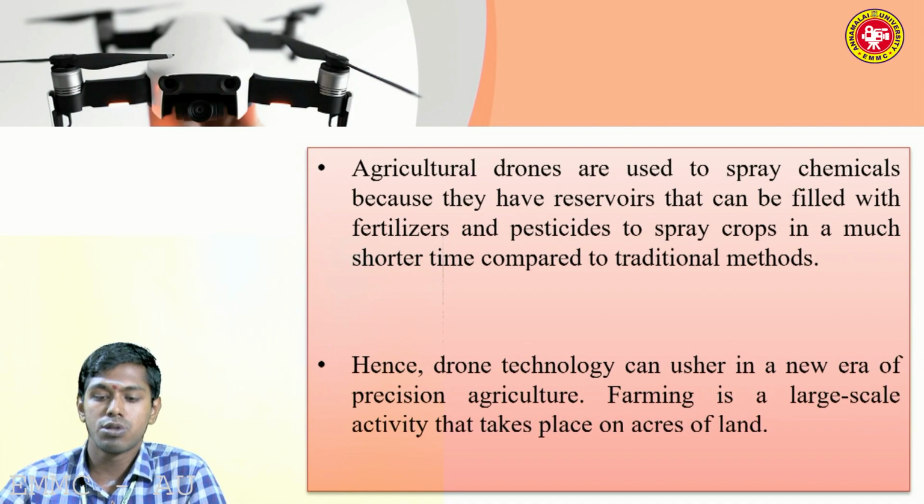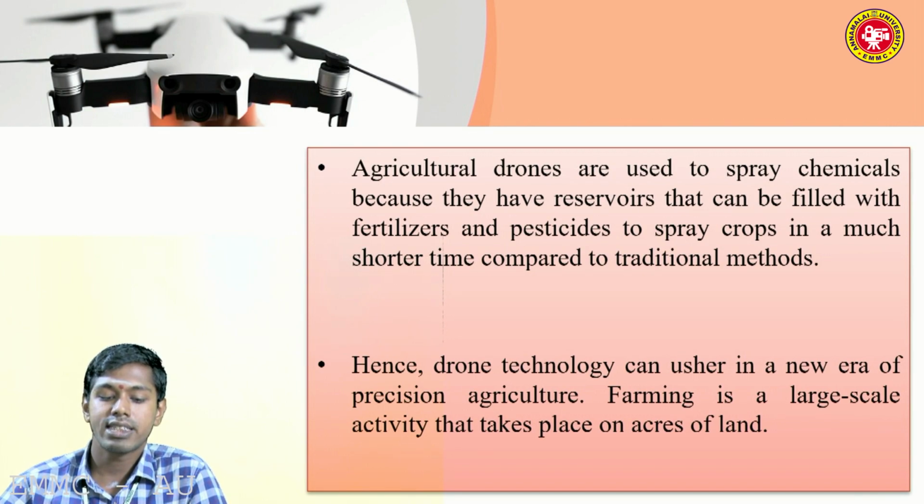Agriculture drones are used to spray chemicals because they have reservoirs. They can be filled with fertilizers and pesticides to spray crops in much shorter time compared to the traditional methods. If we follow the traditional method, it will include manpower and labor cost, etc. If we buy a drone, it can be used whenever we need it, so the drone technology helps the farmers in reducing the cost, and by reducing the cost he can manage all the situations he needs. Hence, drone technology can usher in a new era of precision agriculture.